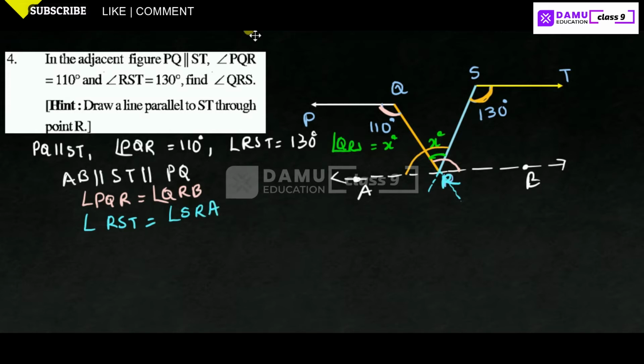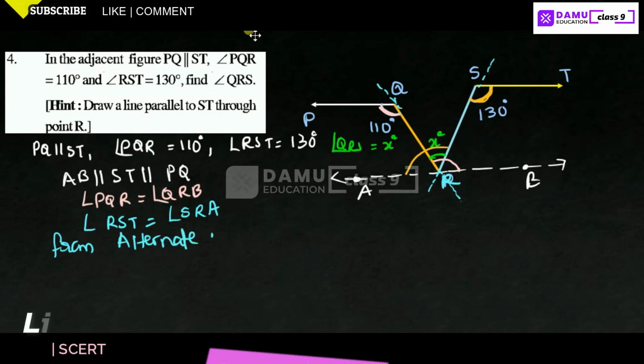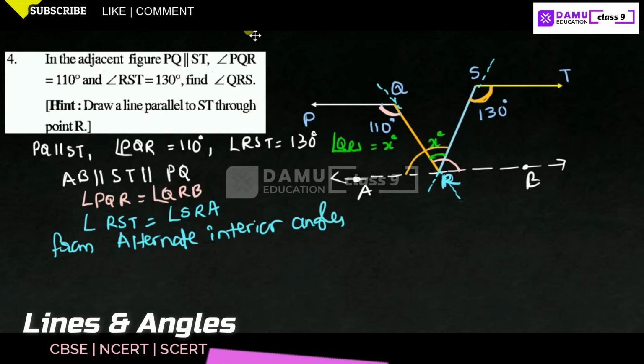Alternate means opposite side to the transversal. So this is a transversal and this is also a transversal. So from alternate interior angles, alternate interior angles are equal. Based on that, we have selected these.